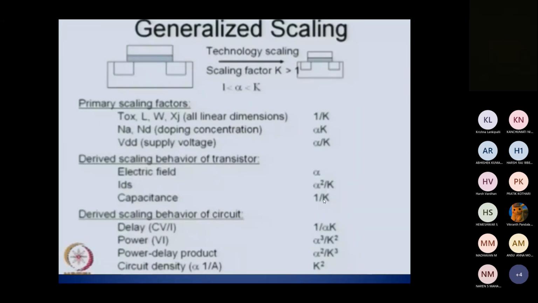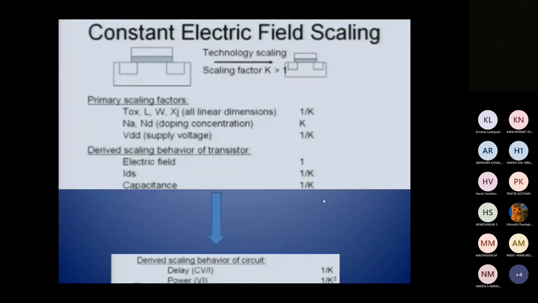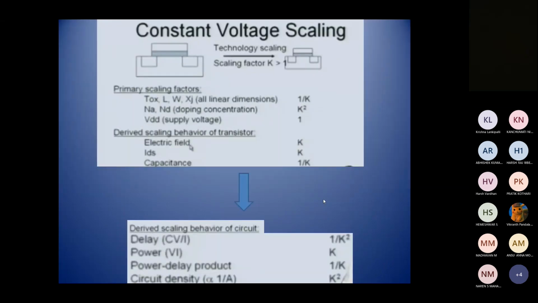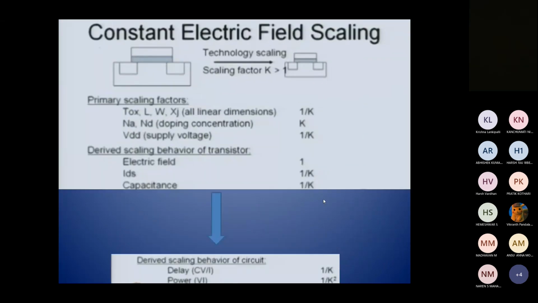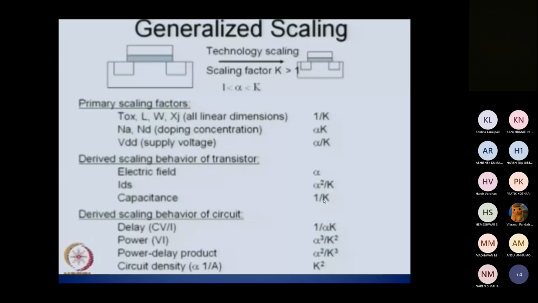Now there is another scaling that we call generalized scaling. This generalized scaling is just the intermediate between constant voltage scaling and constant electric field scaling. In constant electric field scaling or constant voltage scaling, we have a scaling factor K greater than 1. But when you consider generalized scaling, K has to be greater than 1, but there is another parameter we have to take, called alpha. So alpha has to be greater than 1 and less than K.